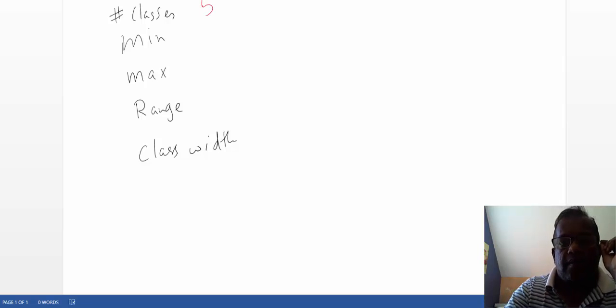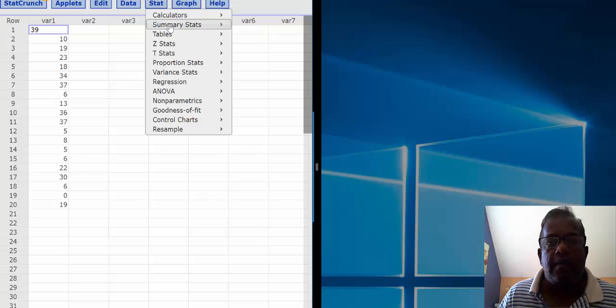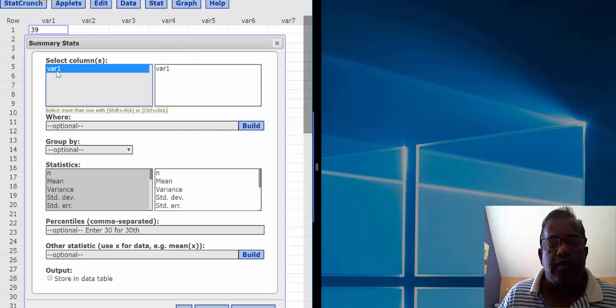And then we need to know what the class width is. In order to find the class width, we need to find the minimum, maximum, and the range, and then we figure out the class width. You go to Stat, Summary Stats, Columns. You select this variable.